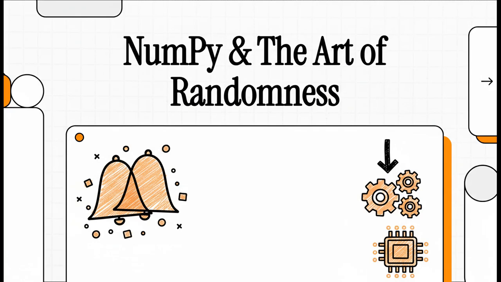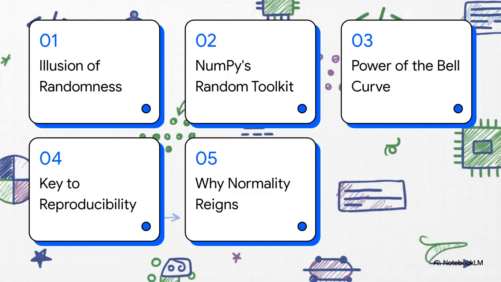Welcome to the Explainer. Today, we're going to dive deep into one of the most fundamental and surprisingly tricky tools in all of data science, generating random numbers with NumPy. Now, I know it sounds simple, but getting this right is absolutely key to building models you can actually trust. So here's what we're going to cover.